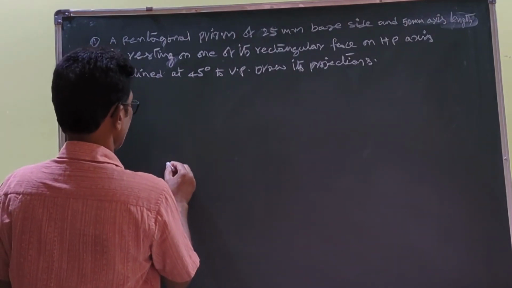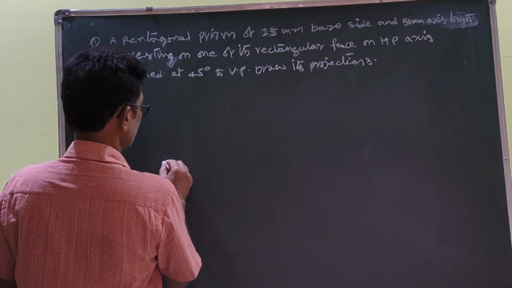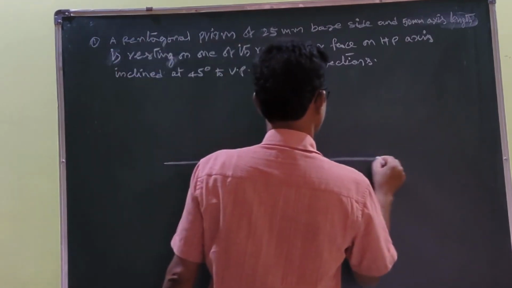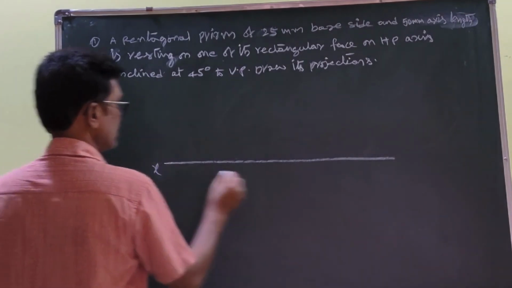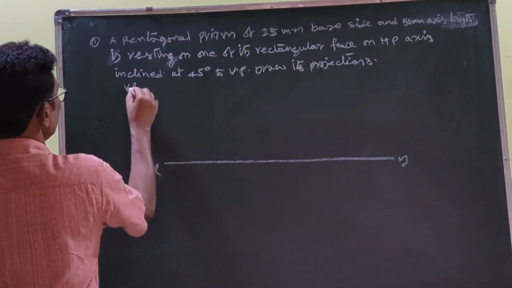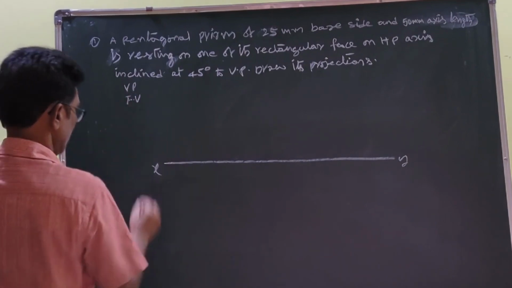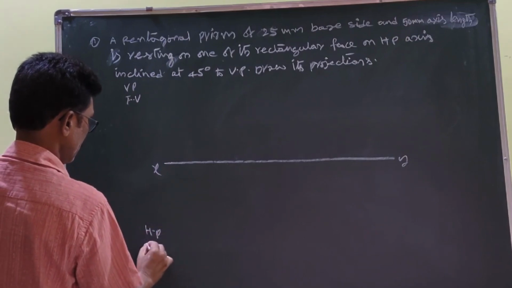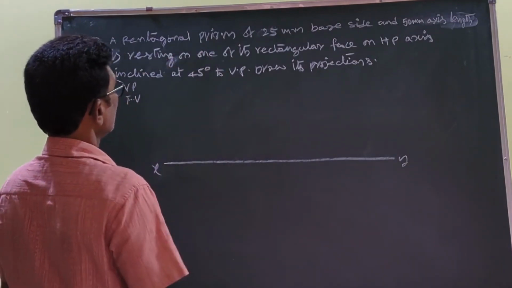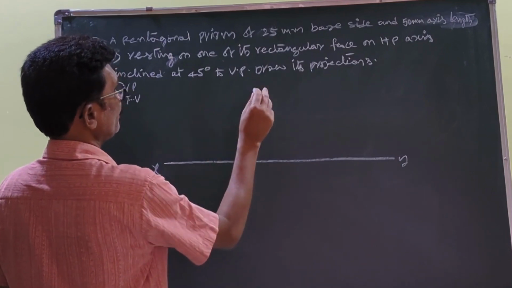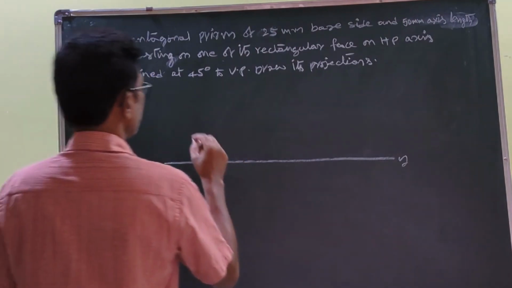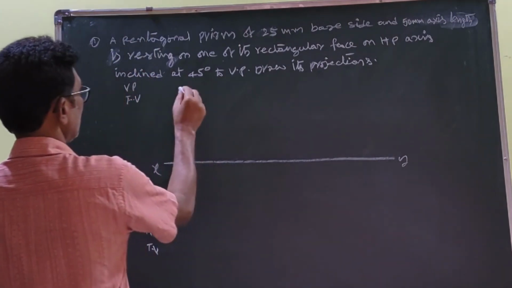First, you draw the XY line, the reference line. We know that this is the vertical plane, front view, and this is the horizontal plane, top view. Pentagonal prism, 25 mm base side and 50 mm axis length, resting on one of its rectangular faces in HP, and the axis inclined at 45 degrees to VP.